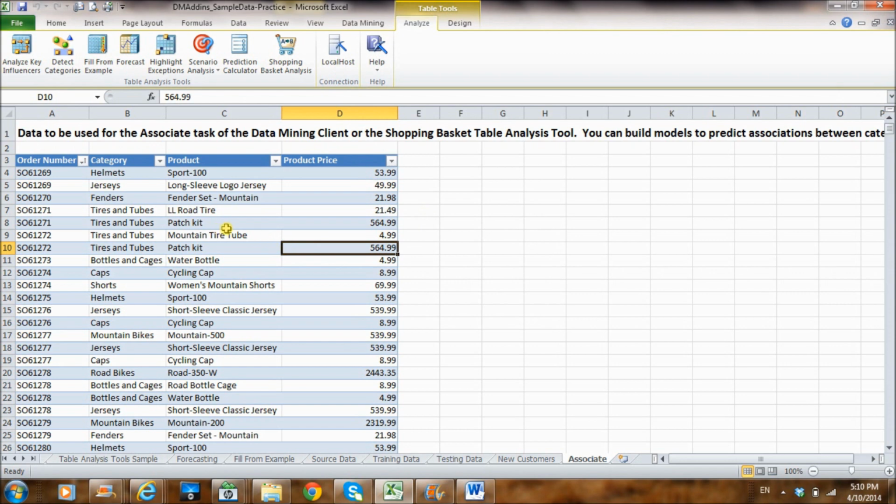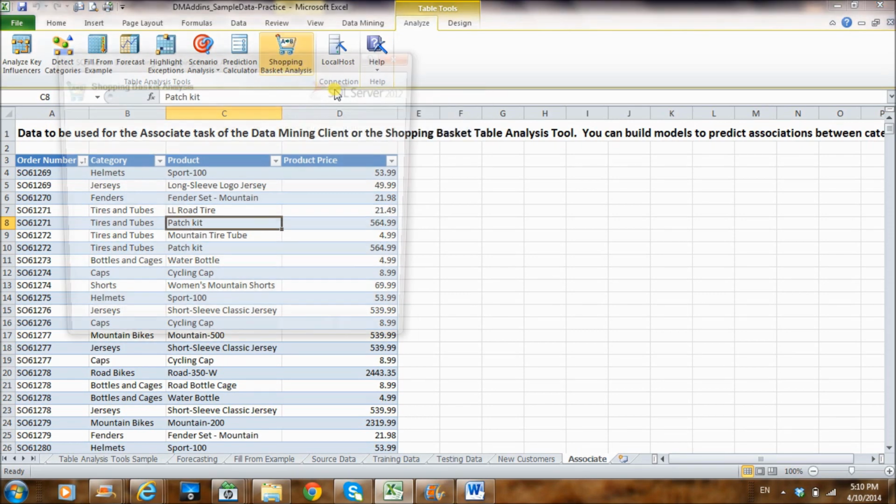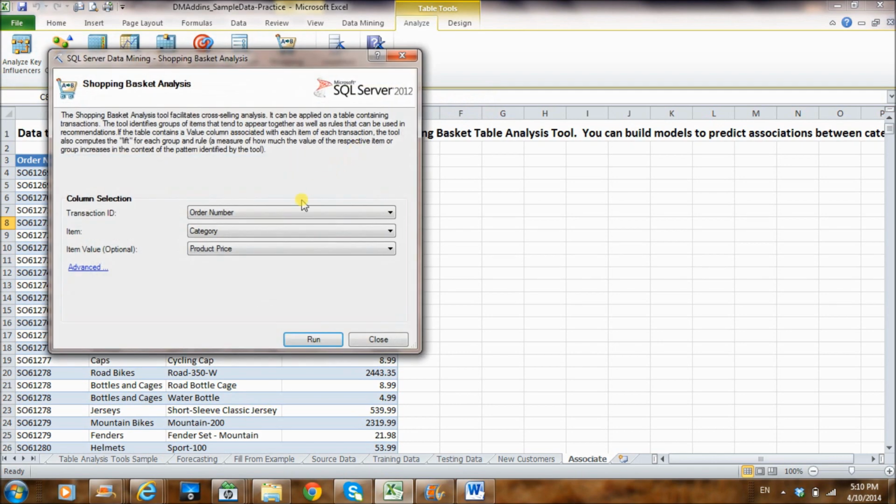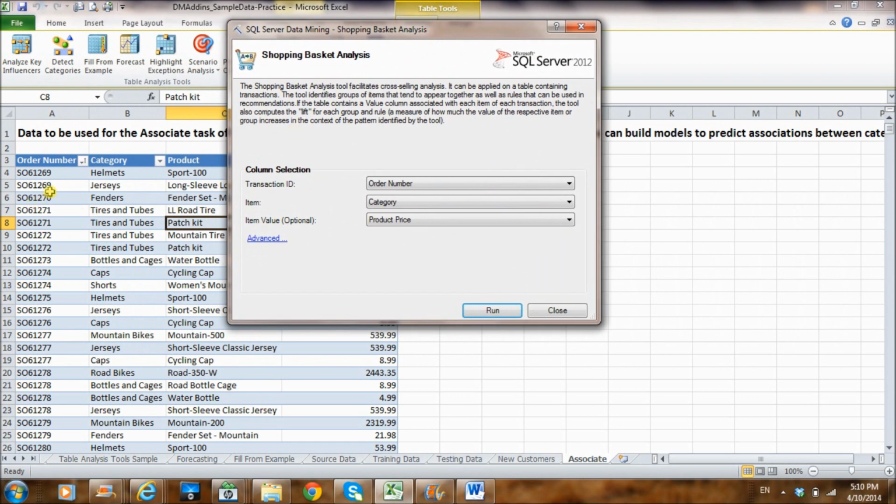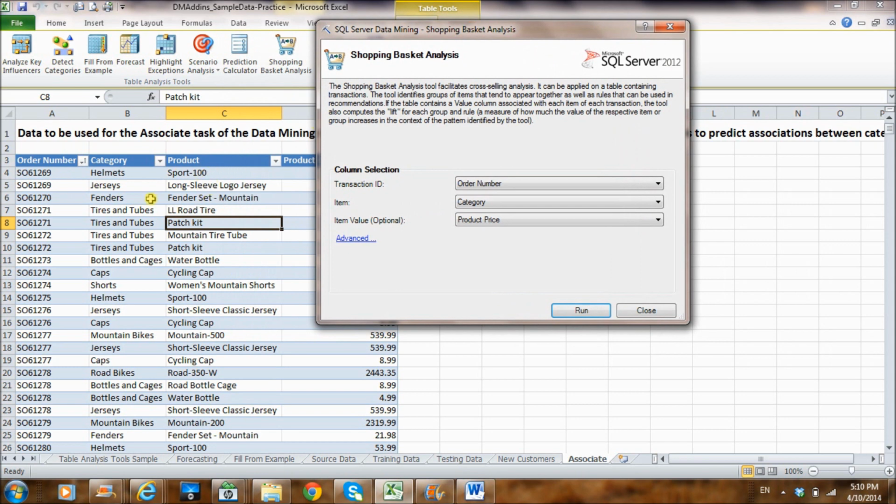Let's just do it first, and then let me explain how it works. Alright, can you see that shopping basket? Let's look at the shopping basket analysis, and it will ask what the transaction ID is. In our case, we have a transaction ID of an order number, right? Those are transaction numbers, and each transaction can have many products, and also the category of those products. Okay, so let's do some analysis.